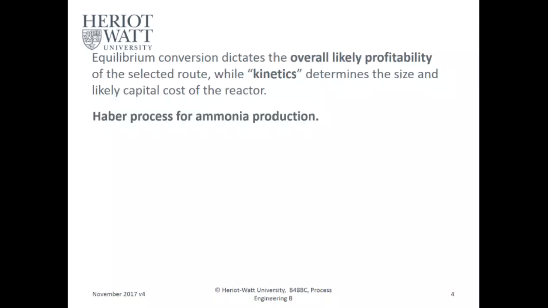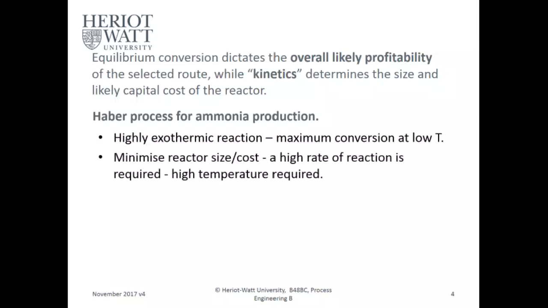For example, looking at the Haber process for ammonia production. It's highly exothermic reaction, so you need maximum conversion. You get maximum conversion at low temperature. But to minimize the reactor size and cost, a higher rate of reaction is required. So you need higher temperature. So best reaction at low temperature, small size at high temperature. So how do you balance that? To minimize the reactor size, you need a high temperature.